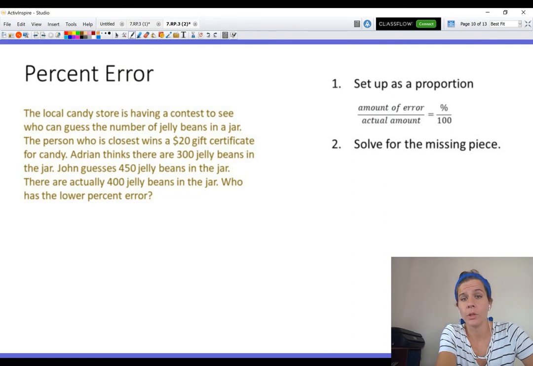Adrian thinks that there are 300 jelly beans in the jar. John thinks there are 450 jelly beans in the jar. There are actually 400 jelly beans in the jar. Who has the lowest percent error?